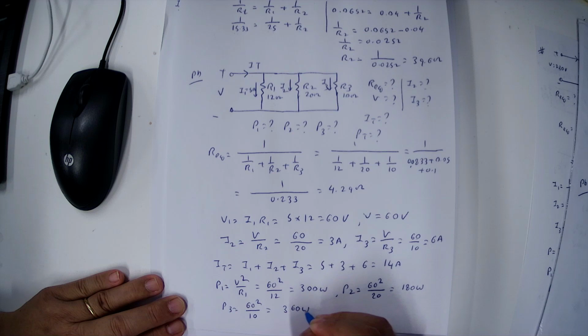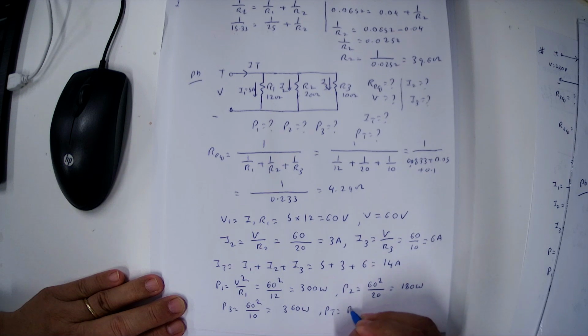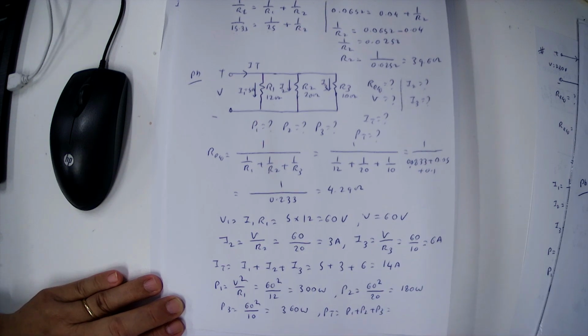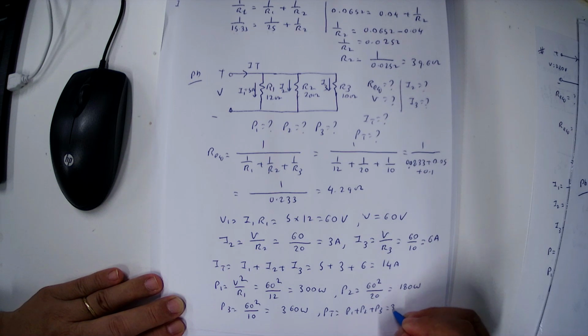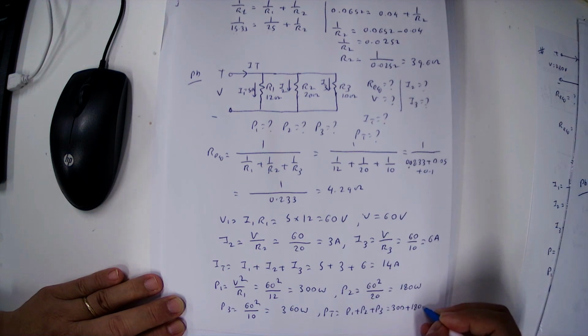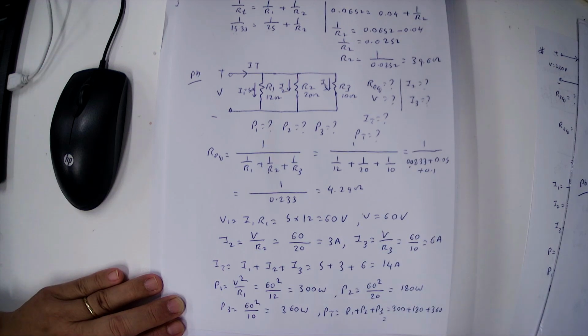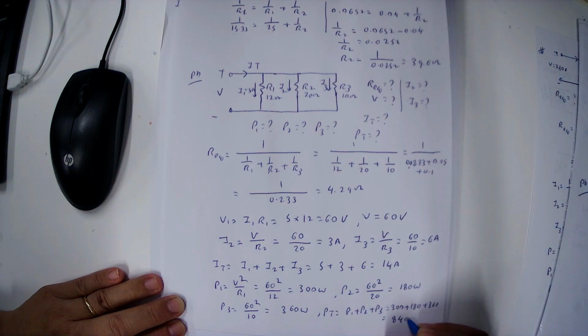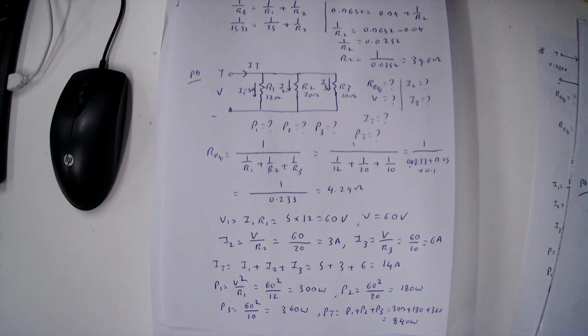Then we also calculate total power PT. PT equals P1 plus P2 plus P3. So in this case, our P1 value is 300, P2 is 180, P3 is 360. So 300 plus 180 plus 360, you got 841. So this is the way we calculate all the power.